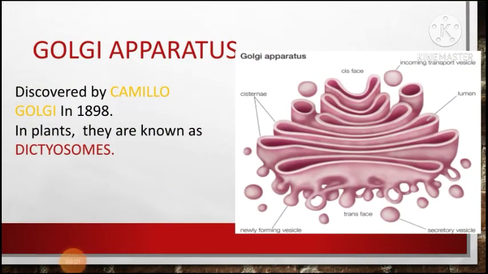Golgi apparatus. These cell organelles were discovered by Camillo Golgi in 1898 in the cytoplasm of a cell. In plants, they are known as dictyosomes. The main function of the Golgi apparatus is to package material synthesized in the cell and dispatch it across the plasma membrane or the cell membrane. They are also called the secretory organelles of the cell.